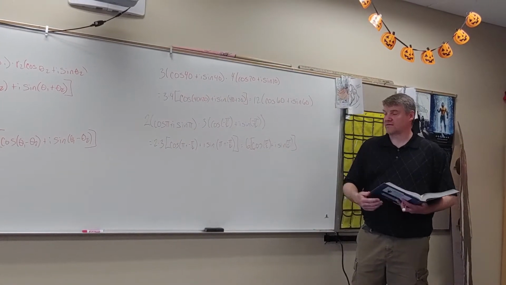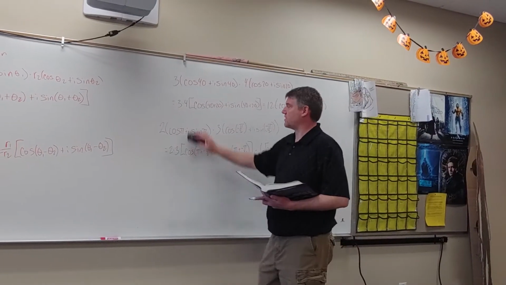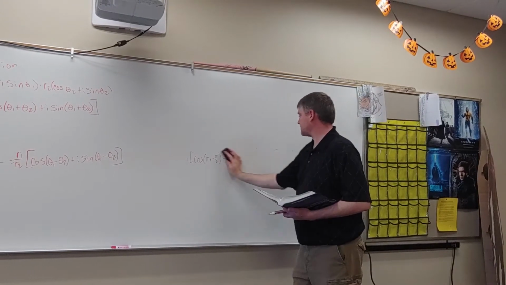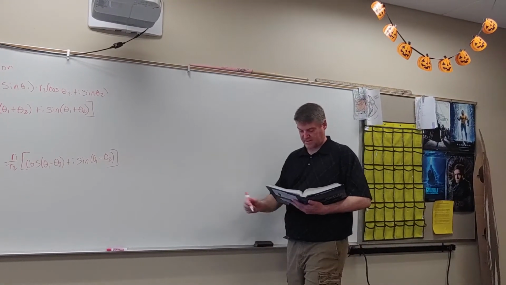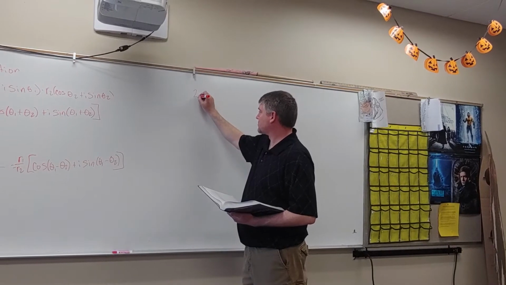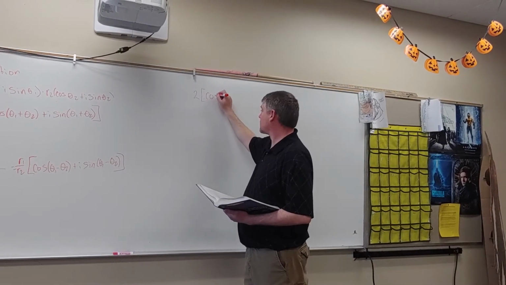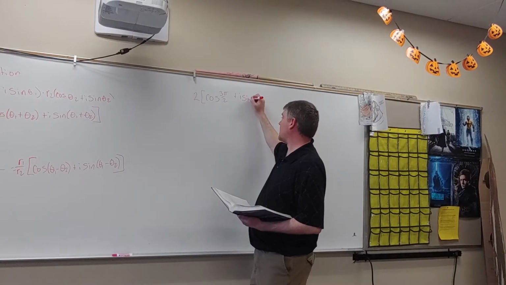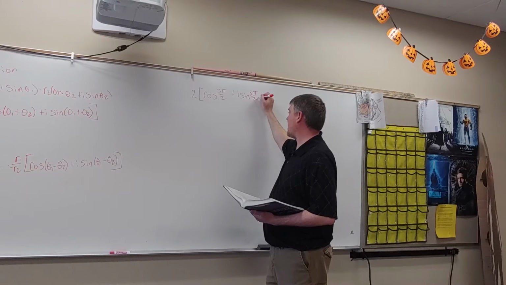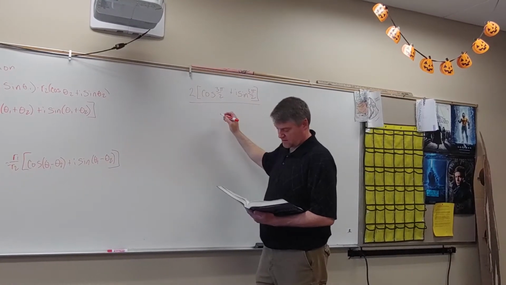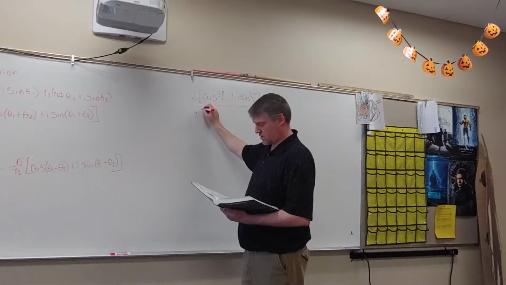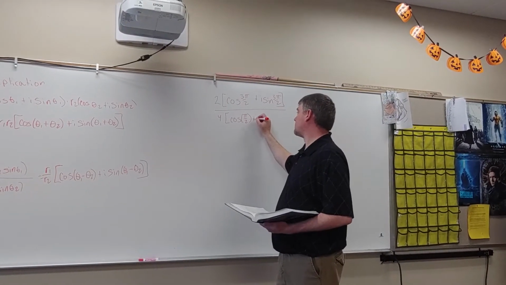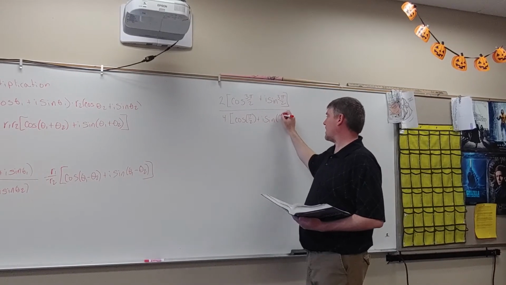So let's look at division now. Let's get a couple of division problems up here and simplify those. So let's say I have 2 times cosine of 3 pi halves plus i sine of 3 pi halves, divided by 4 times cosine of pi halves plus i sine of pi halves.